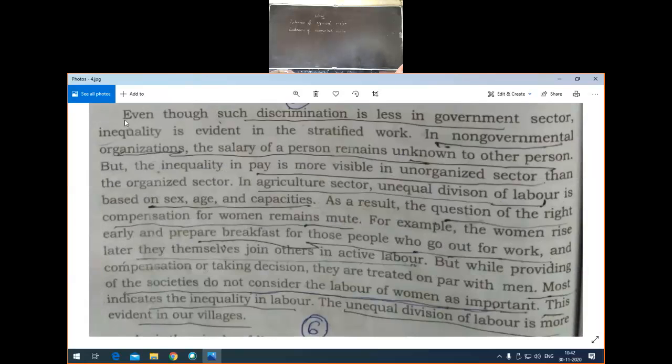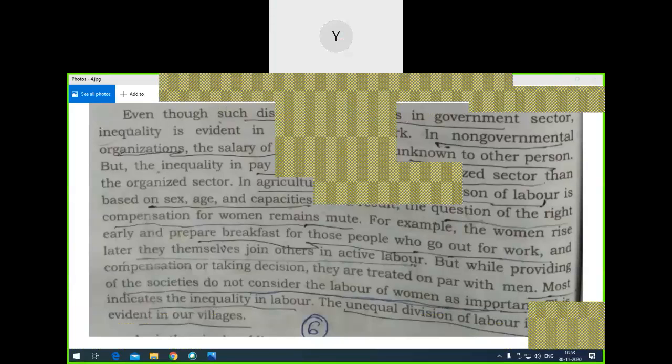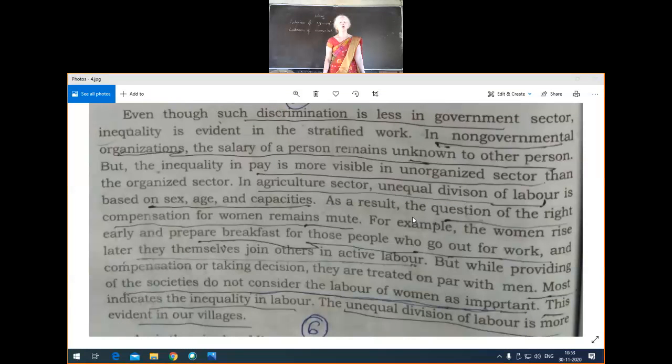See here, children. About women, you can find a few points here. The women rise early and prepare breakfast for those people who go out for work, and later they themselves join others in active labor. But while providing compensation or taking decision, they are not treated on par with men. Most of the societies do not consider the labor of women as important. So this indicates the inequality in the labor. The unequal division of labor is most evident in our villages. Okay. So with the help of this part, you can answer the question there. If anything is asked about labor discrimination regarding women, this much information you are supposed to write.